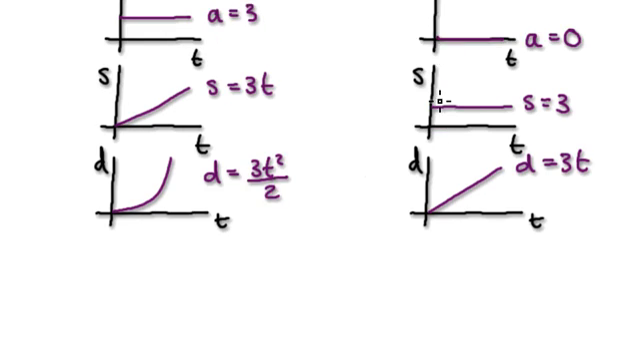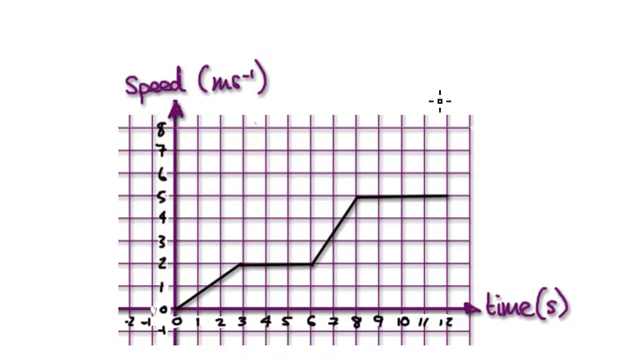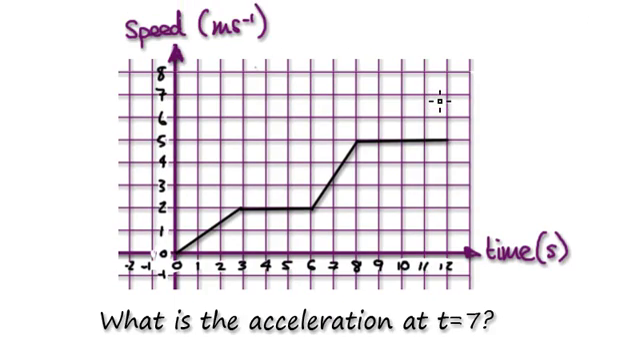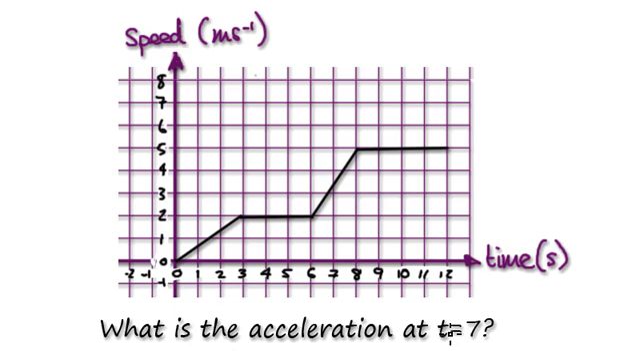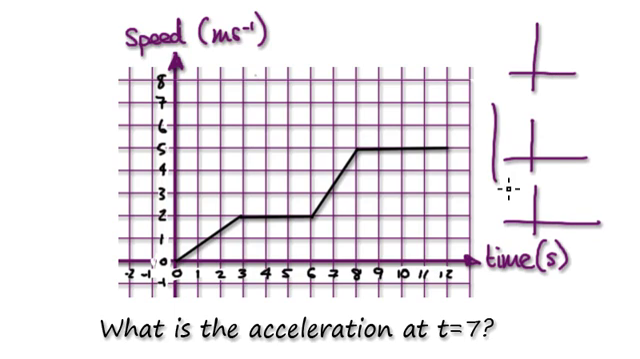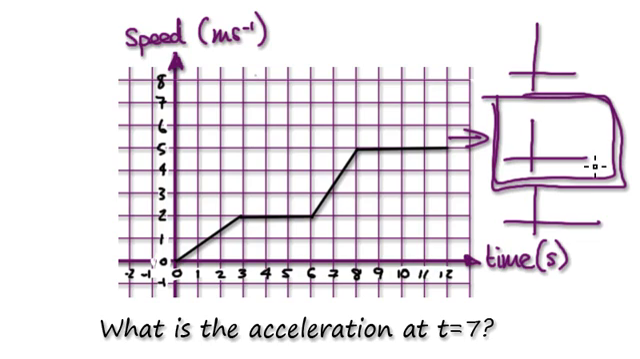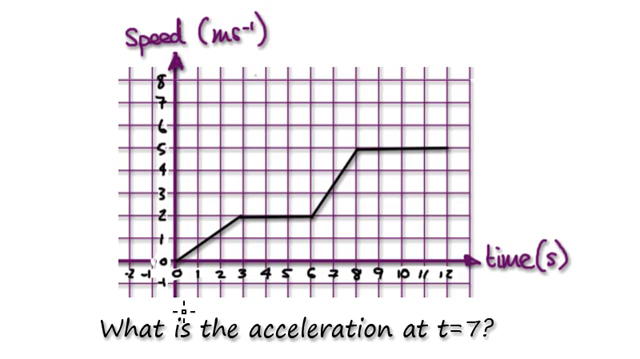Okay, so first question: given this random graph, what is the acceleration at time equals 7? In your mind you've got to picture the 3 graphs. Which graph have I given you? Well, I've given you this one here, so you've got to think in terms of the speed time graph. Anyway, press pause and have a go. What is the acceleration at time equals 7?